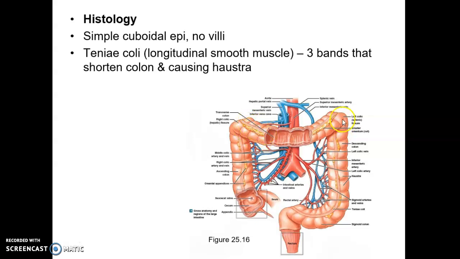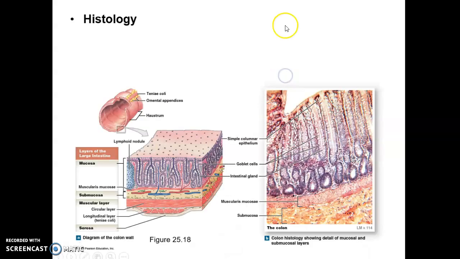And because of the contraction of that muscle, it helps cause these pouch-like structures that are called the haustra. So the haustra are characteristic of the large intestine. Okay, so let's move on to the histology.